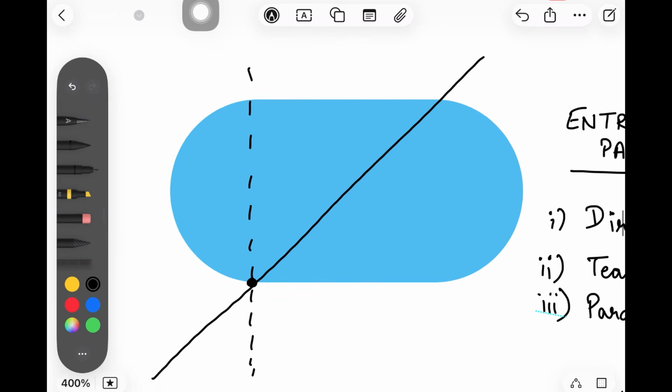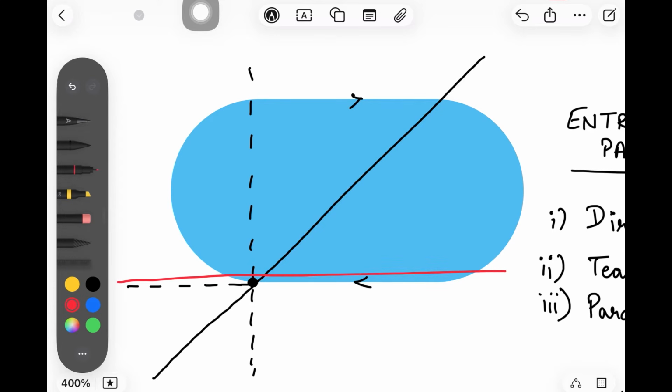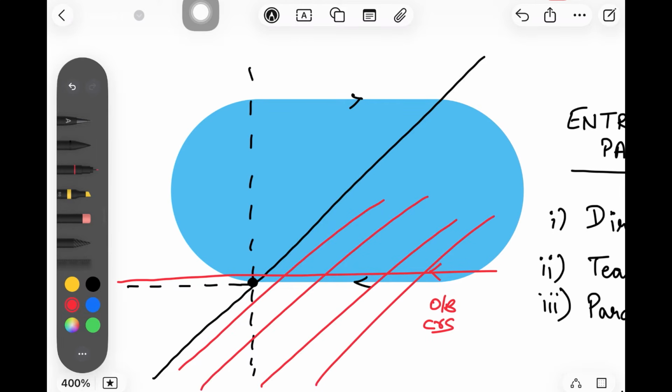Now we will extend this line. Okay, so let's take another color. So this red line that I'm drawing is our outbound course. Okay, so I'll just write here. This is our outbound course. So if you're coming from anywhere in this red region, this is going to be your direct entry. Okay, so that means 180 degrees.